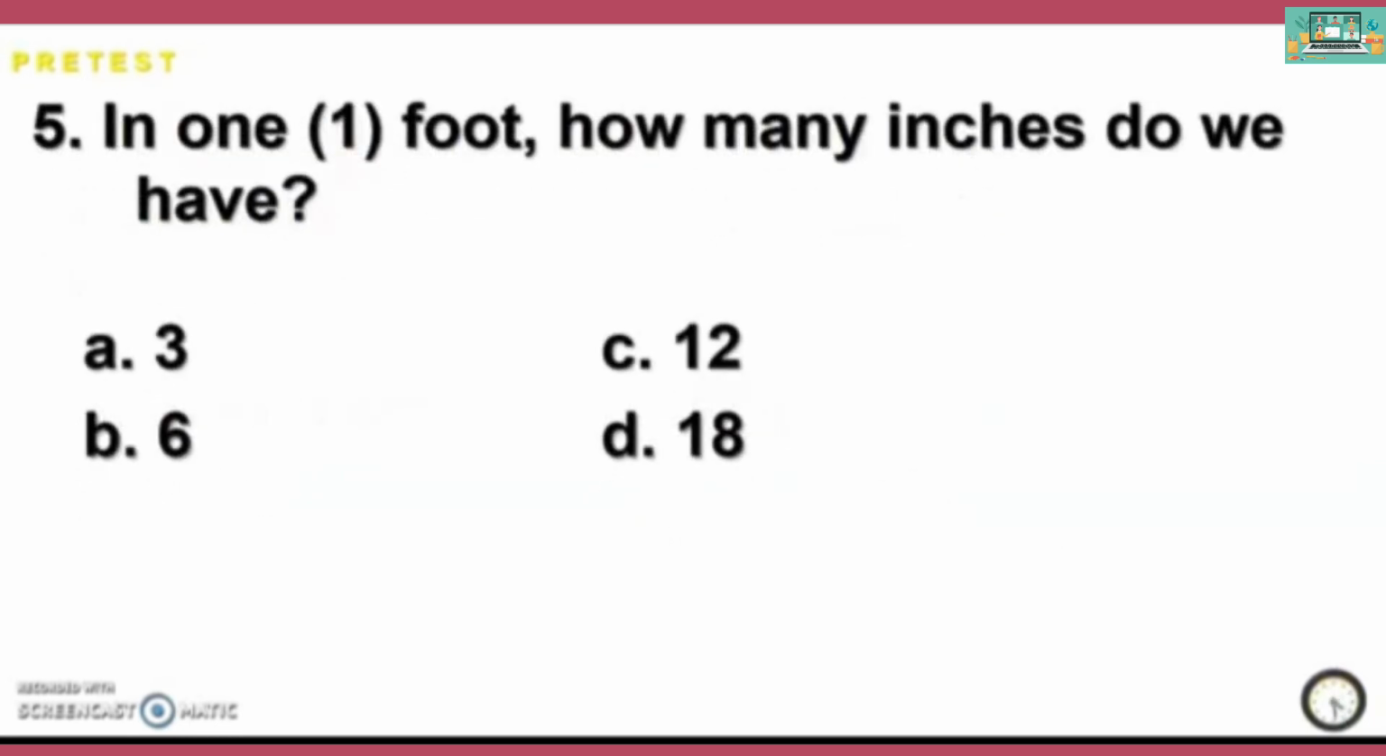Number 5. In 1 foot, how many inches do we have? A. 3, B. 6, C. 12, D. 18. The correct answer is C. 12.